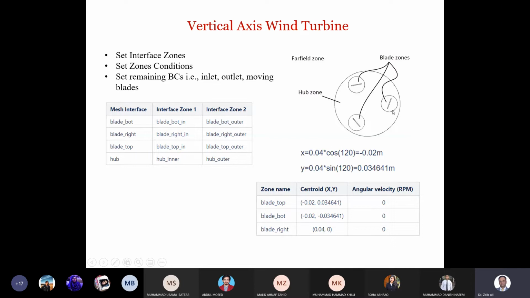And then there will be the remaining boundary conditions. For example, in the far field, we need to set up the inlet boundary condition, then the outlet boundary condition, and the wall boundary conditions for the blades themselves.